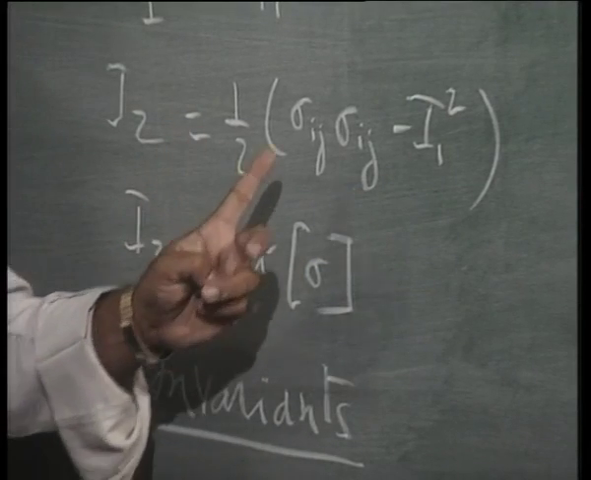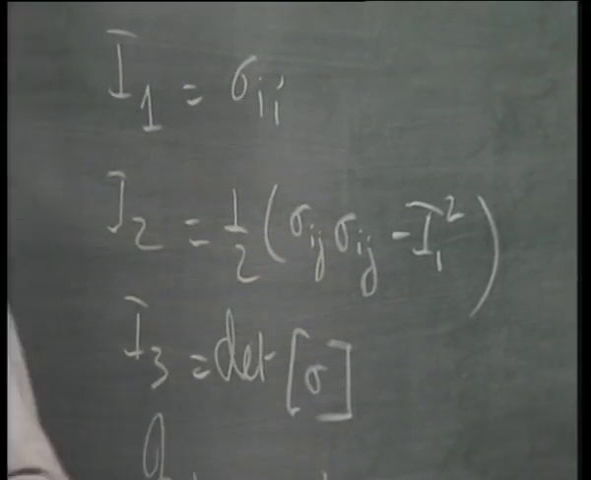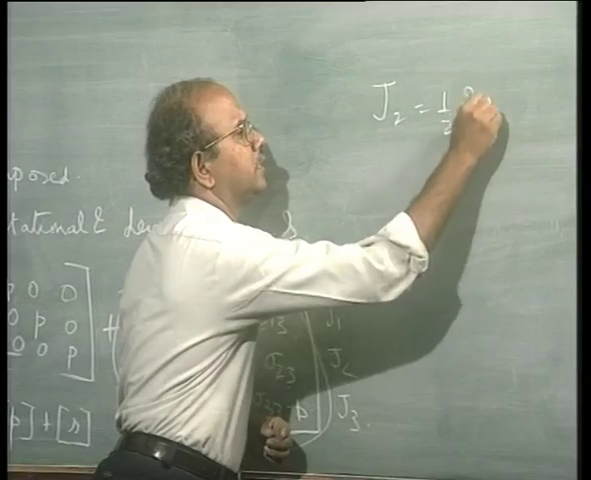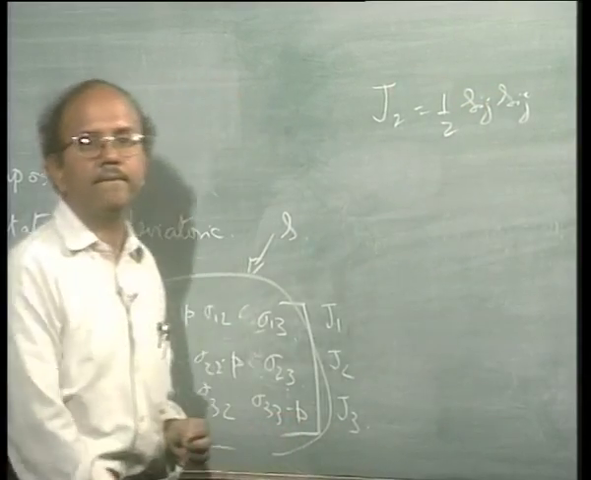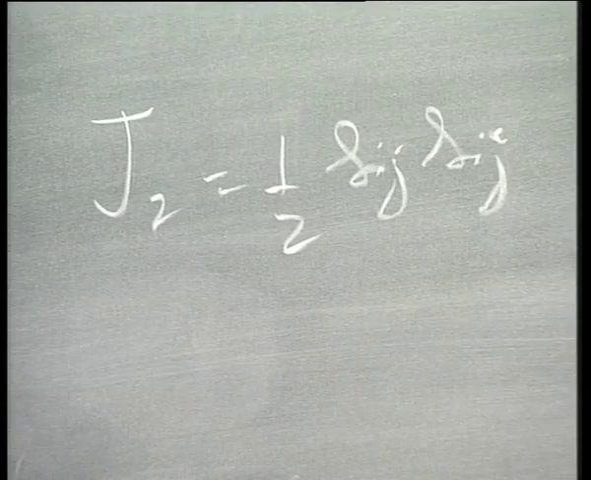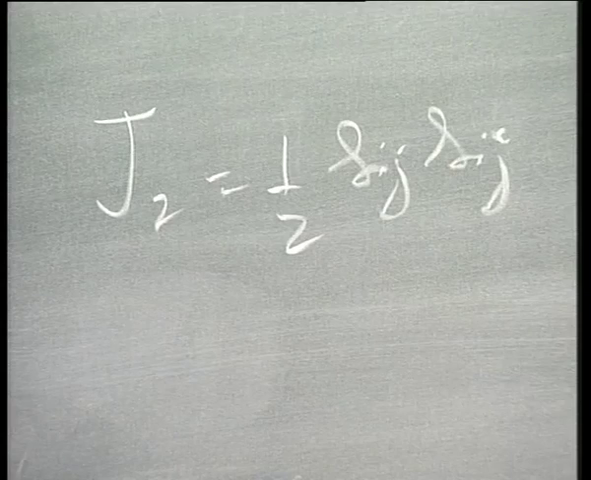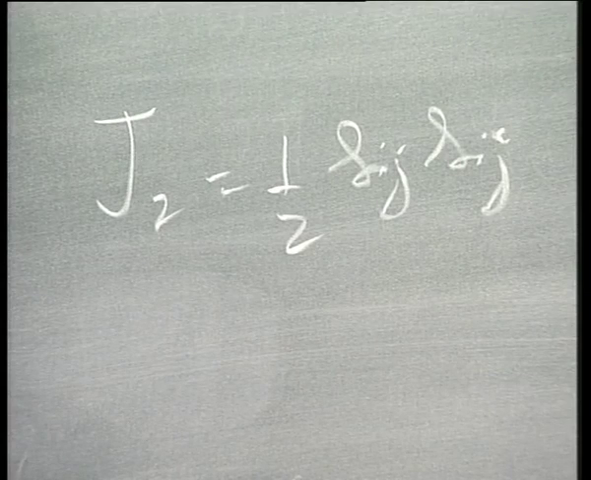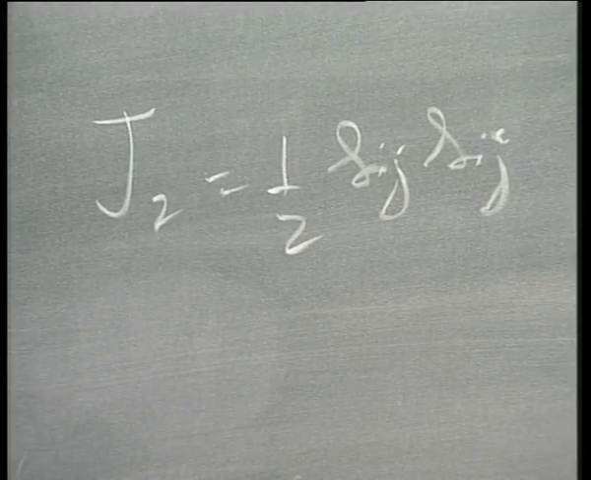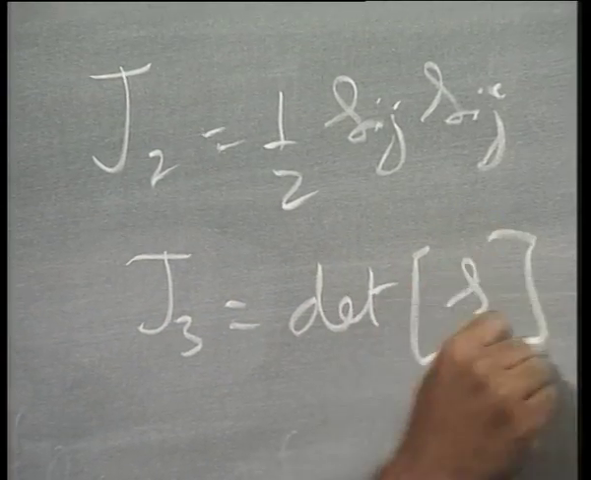So, instead of sigma what do I write? Correct, half Sij Sij. So J2 is equal to half Sij Sij. Is that clear? What is Sij Sij? Just to recapitulate what we did, summation over i and j. Clear? And J3, what is J3? Determinant of S. So J3 is equal to the determinant of S.